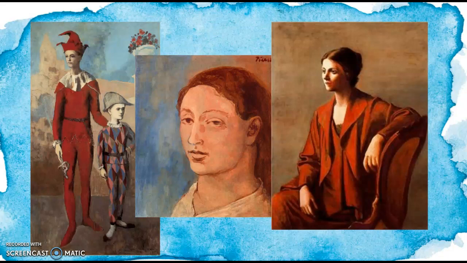These are some of his paintings during the rose period. He also had a thing at this time for painting circuses, which is why you see those little clowns on the left.